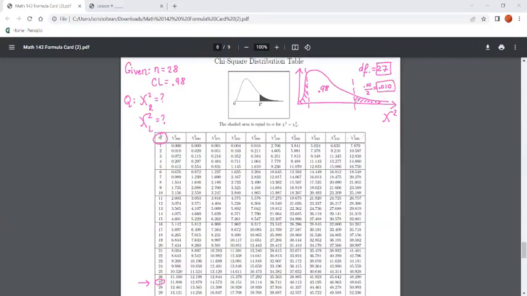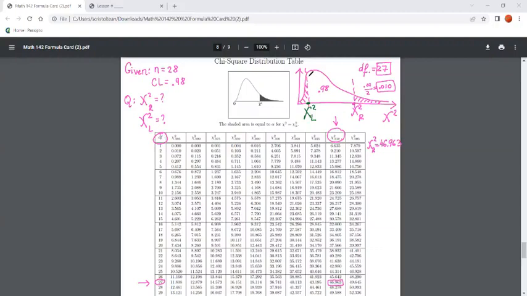So I'll be looking for chi-squared to the right among the values listed at the intersection of chi-squared 0.010. We have to be careful which one to pick. This is the one, and the degrees of freedom 27. So this will be the value, which is 46.963. So chi-squared to the right is 46.963.